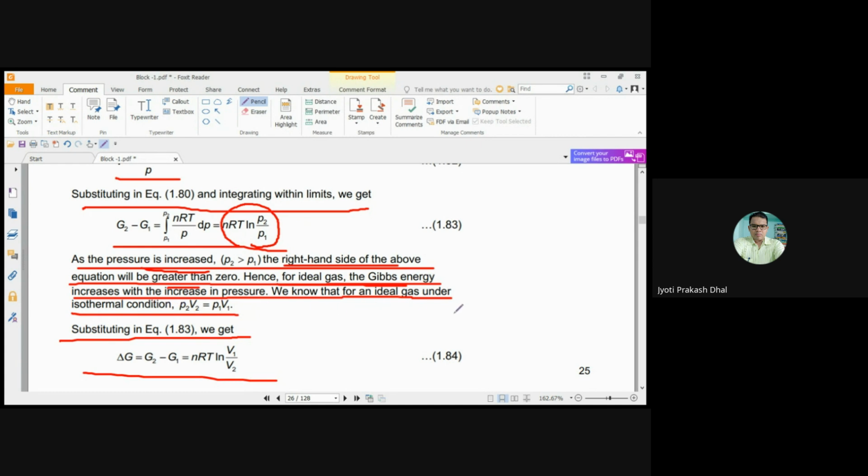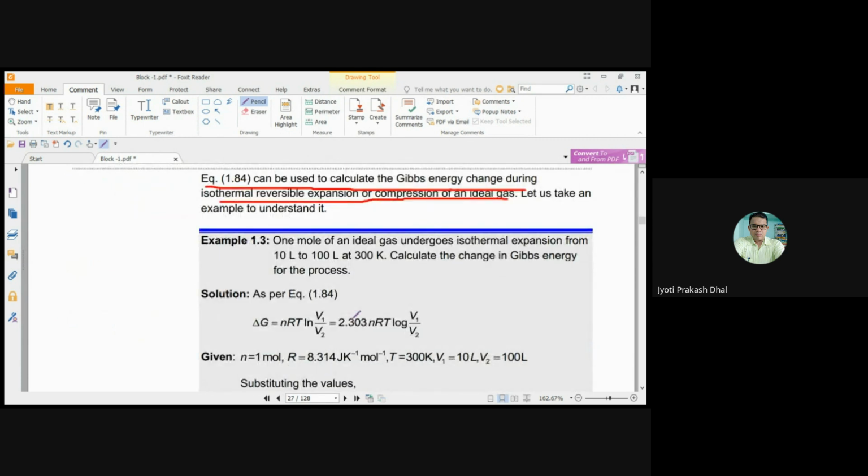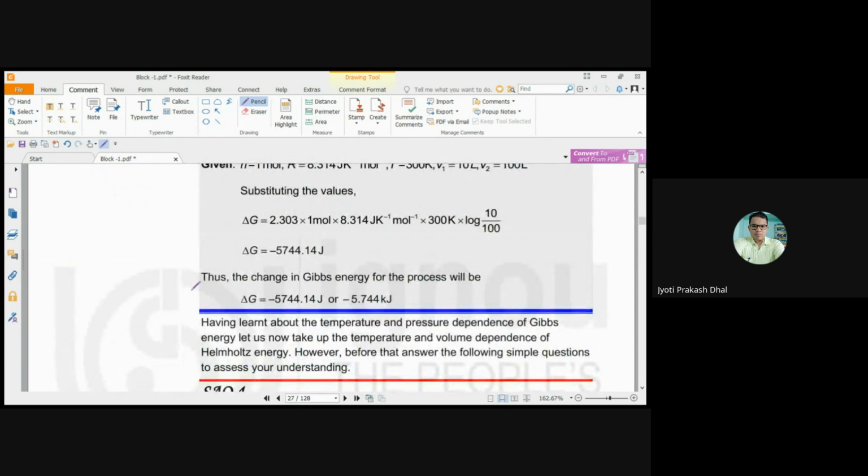And we know that for an ideal gas under isothermal condition, P2V2 equals P1V1. So this equation can be written as delta G equals G2 minus G1, that is equal to nRT ln V1 by V2. And using this equation, you can solve example 1.3.